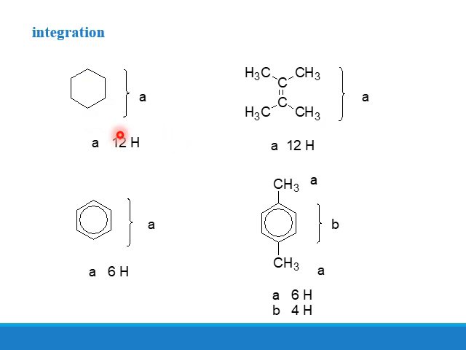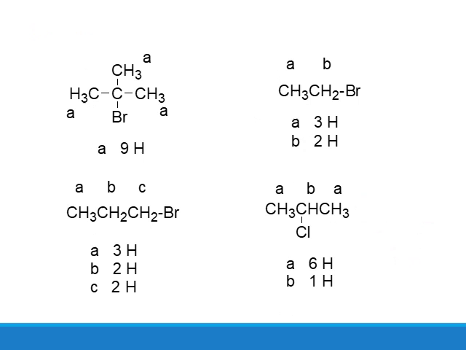So for example, here we have 12 hydrogen, so we will have a single strong peak. Over here, for A type we will have 6, but for B type we will have 4, so the ratio of the two peaks will be 6 to 4. Or here I can give you another example. For A type we will have 6, so it will be a sharp peak, but for the B type we will have just a single hydrogen, so it will be a much smaller peak.